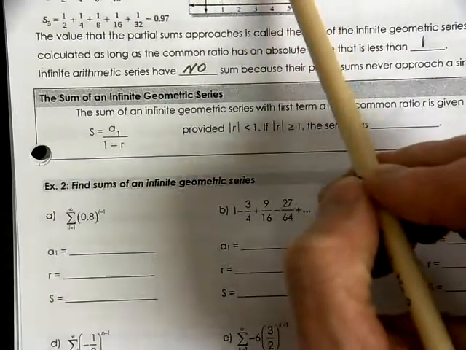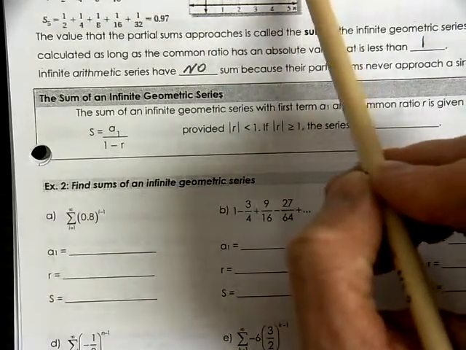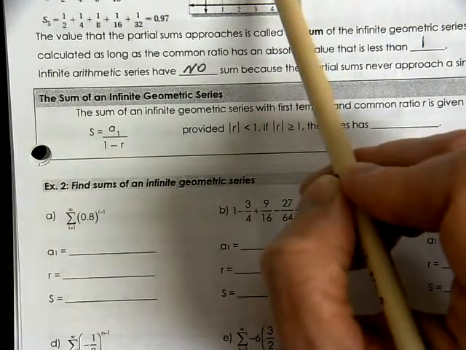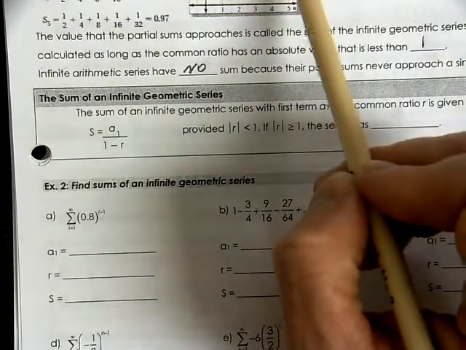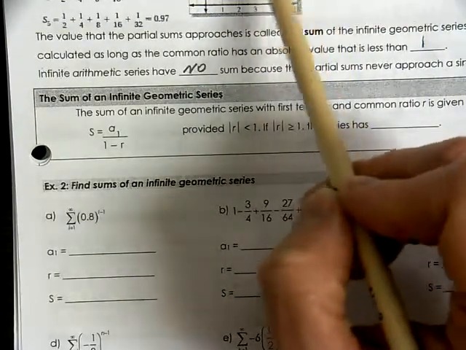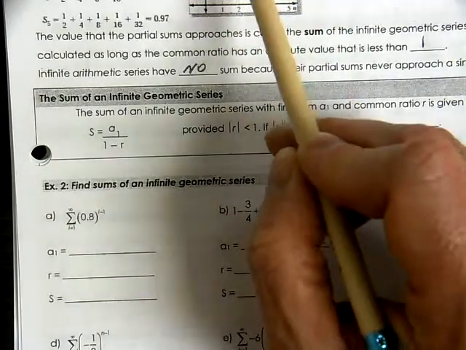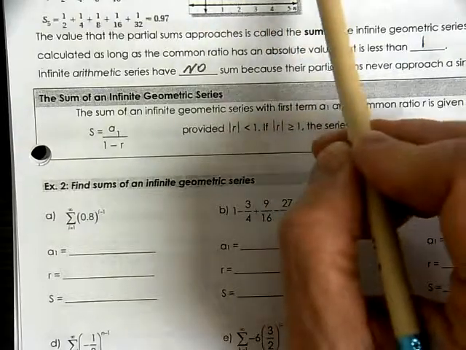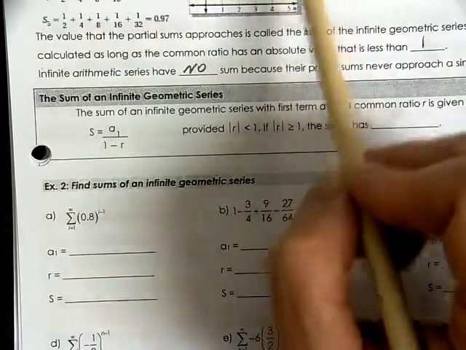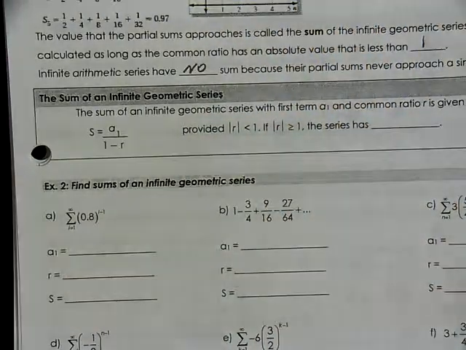Even if you just kept adding the halves on more and more, you would never reach 1. It would get close to 1, but it would never reach 1, so we call that the maximum value that this series can reach. Therefore, its sum would be 1.